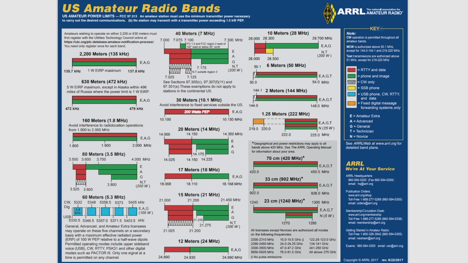Now if you want to do data modes or CW, you can do CW anywhere, but data modes will be in this red area according to the key. All the different bands, there's kind of no rhyme or reason to it. They just list them here, so you can figure out which bands you're going to operate on and where you can operate. So that's kind of handy.